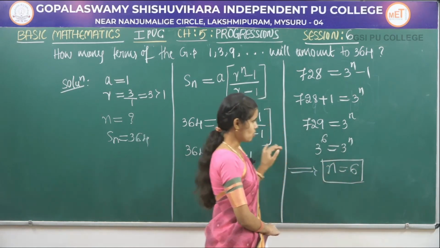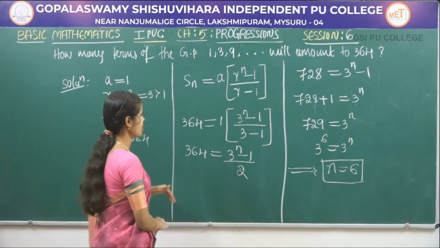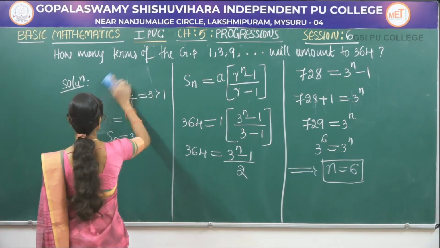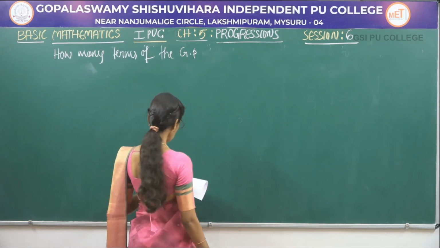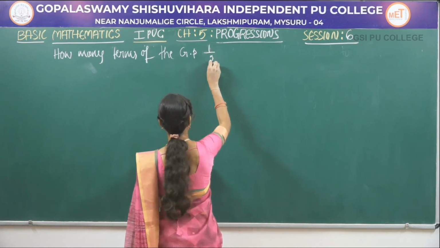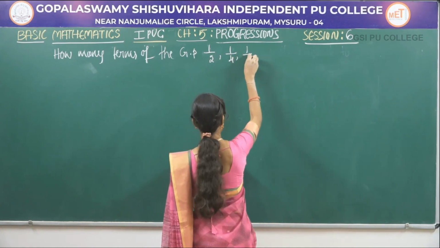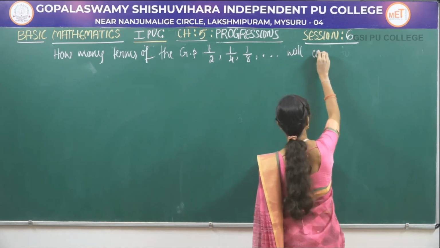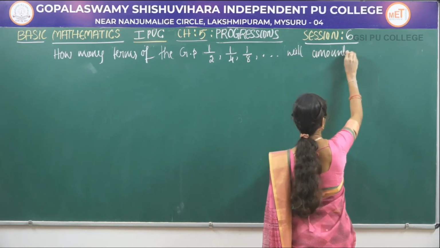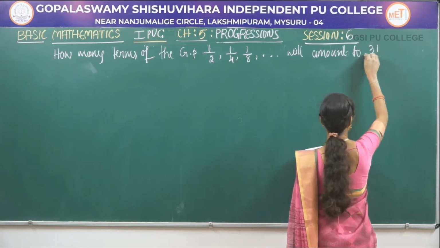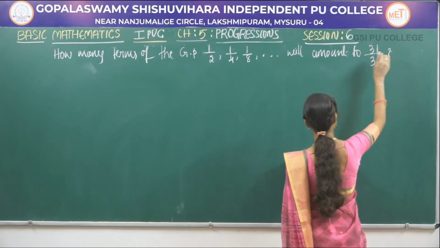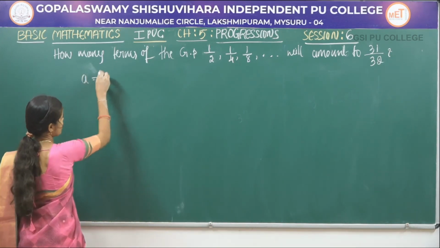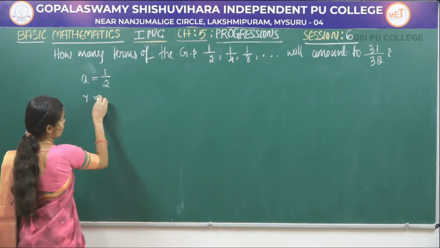364. Okay. So next let us move on to the next problem, a similar problem. Next question: how many terms of the GP 1 by 2, 1 by 4, 1 by 8, etc. will amount to 31 divided by 32? Okay, using the given sequence we get A is 1 by 2.